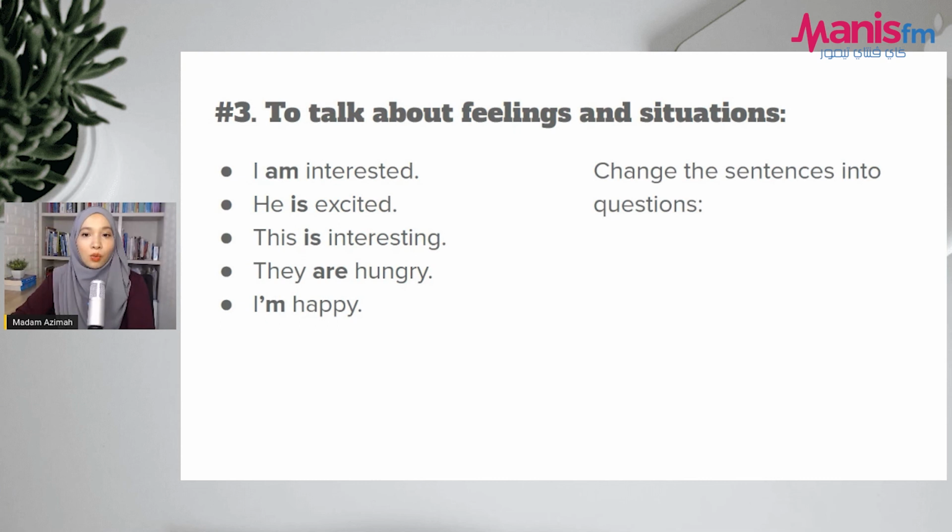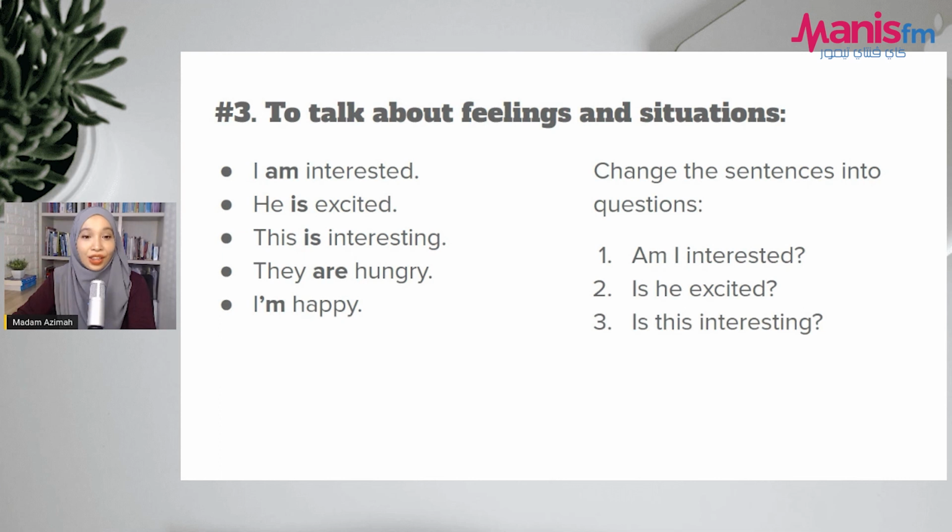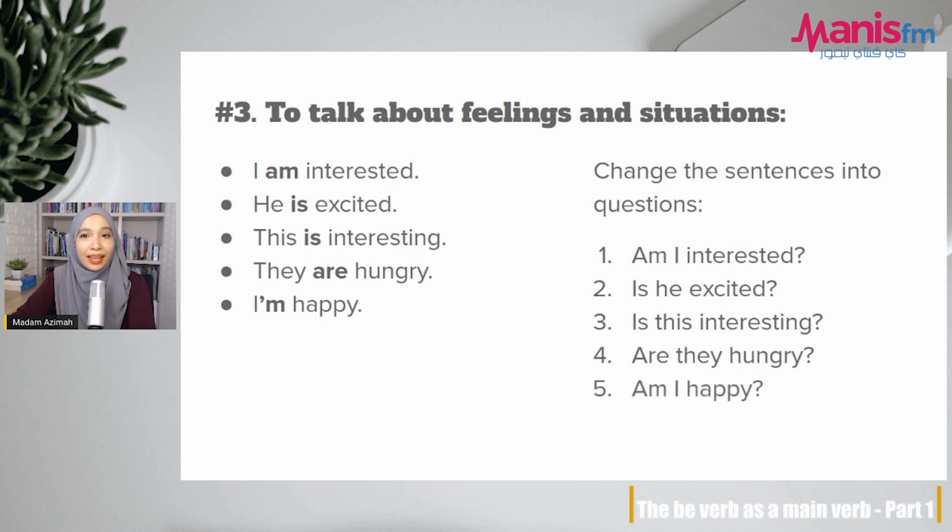Okay. Now, let's change the sentences into questions, right? So changing it into question form, all I have to do is put the be verb in front of the pronoun. All right, so let's take a look at examples. So just now we had I am interested. Change that into am I interested? He is excited. Change that into is he excited? So I put the be verb at the front, okay? This is interesting. I'll take is at the front. Is this interesting? They are hungry. Take are at the front. Are they hungry? What about I am happy? The question form would be, am I happy? Right, so those are the 3 ways of using the be verb.